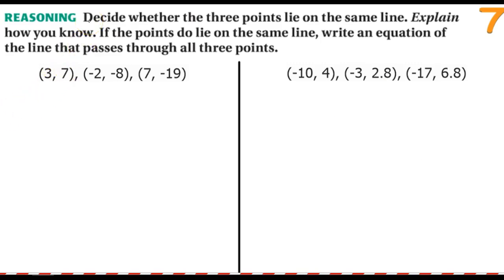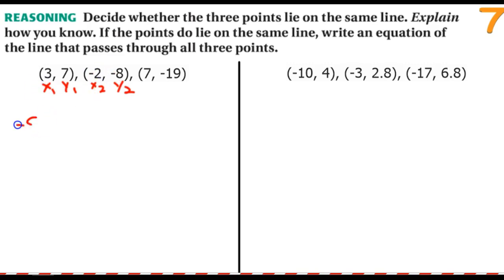Alright, now we need to decide whether these 3 points lie on the same line. Explain how we know. If the points do lie on the same line, write an equation of the line that passes through all 3 points. So what we're going to do here is find the slope of these points. I'm going to find the x1, the y1, and then I'll make this my second point. So this will be the x2, and this will be the y2.